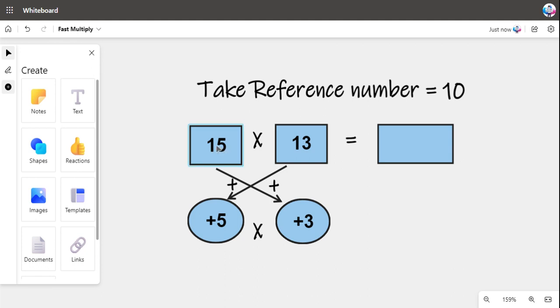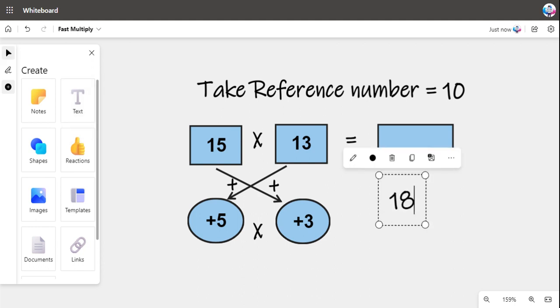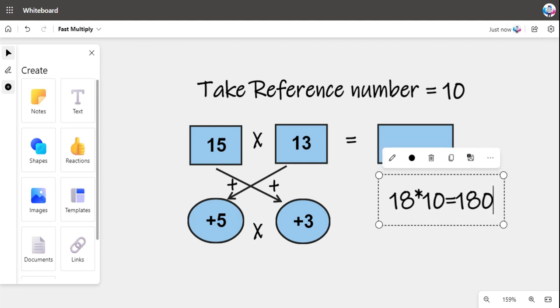Next we need to add the square value and the circle value diagonally, which you have got with the reference numbers. So 15 plus 3 equals 18, or 13 plus 5 equals 18. We need to add diagonally, friends. We need to get any one of those. Then we multiply 18 with our reference number 10, which equals 180.